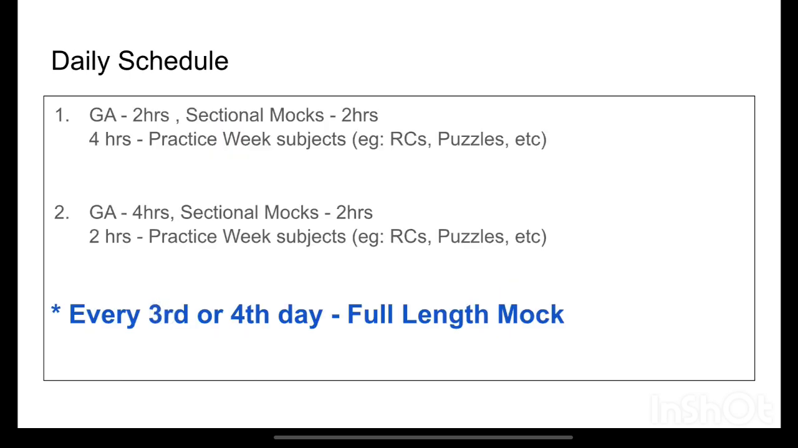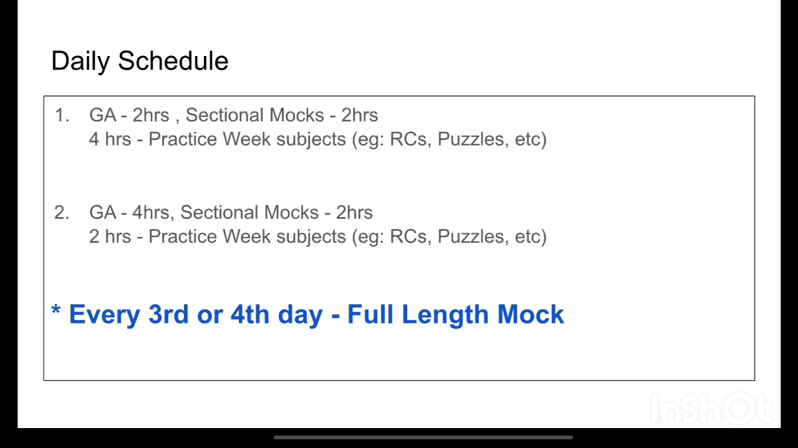Moving ahead. Now, if you observe your daily schedule, I focused on creating a plan of 8 hours every day. So here we have breakup of 2 things. One, you'll be doing general awareness for 2 hours, attempting your sectional mocks of each of the subjects, English, reasoning and quants, which will take 2 or 5 minutes. Let's assume 2 hours. So here you are giving 4 hours for GA and the sectional mocks. And you need to dedicate another 4 hours to practice your weak subjects.